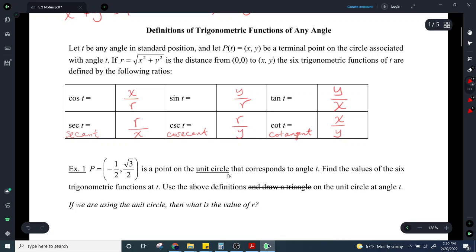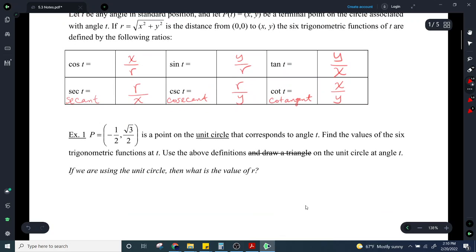If this is a point on the unit circle that corresponds to some angle t, I don't know what the angle is. I don't need to know the angle right now. I just need to know that it intersects the circle at this location, okay? Negative 1/2, comma, root 3 over 2. Find the values of the 6 trig functions at angle t.